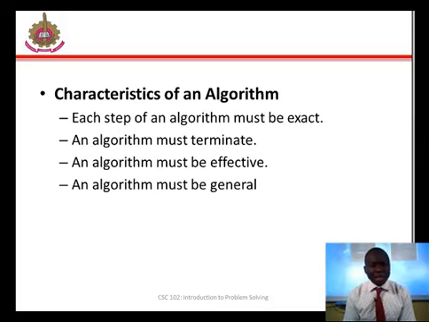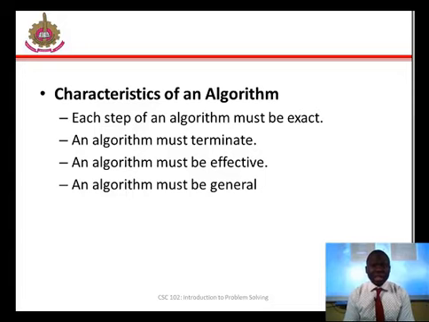Then let's look at characteristics of an algorithm. Number 1, each step of an algorithm must be exact. This goes without saying. An algorithm must be precisely and unambiguously described so that there remains no uncertainty. Number 2, an algorithm must terminate. The ultimate purpose of an algorithm is to solve a problem. If the program does not stop when executed, we will not be able to get any result from it. Therefore, an algorithm must contain a finite number of steps in its execution.